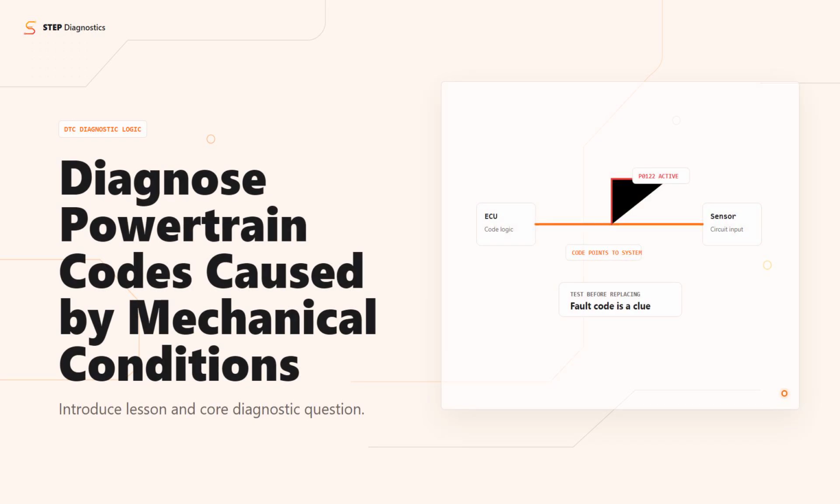When a powertrain code appears, it often points you towards sensors or circuits, but hidden mechanical issues can also trigger these codes. In this lesson, learn how to distinguish mechanical from electrical causes using system logic, scan data, and measurement.